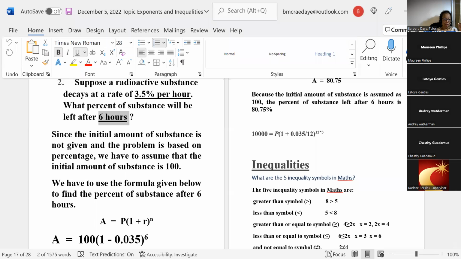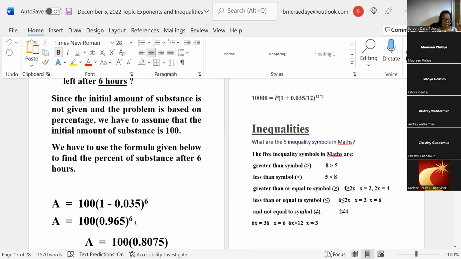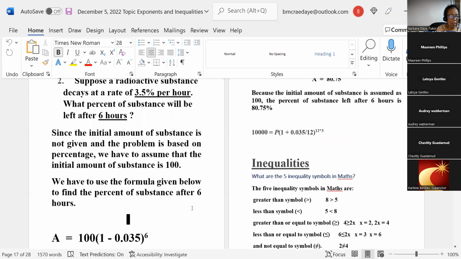Let's underline that. We make an assumption we have 100 as our initial amount. 1 minus the rate converted to a decimal, raised to the 6 power, since this was 6 hours. So this is the way it would look. Subtract the 0.035 from 1, which gives 0.965, raise that to the 6th power, that gives you 0.8075 times 100.